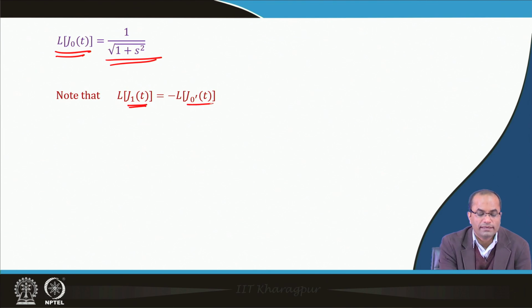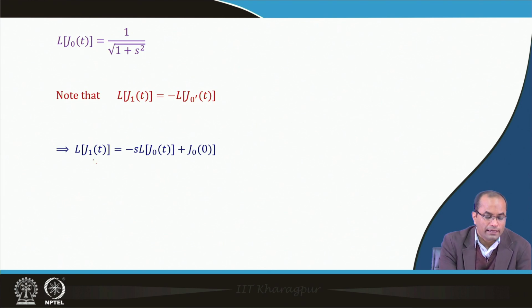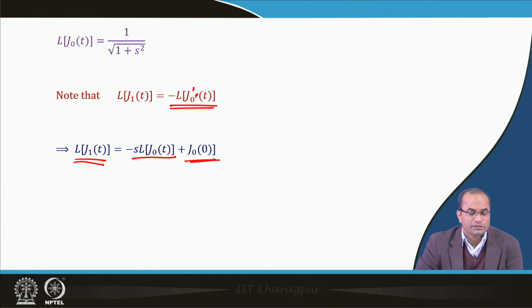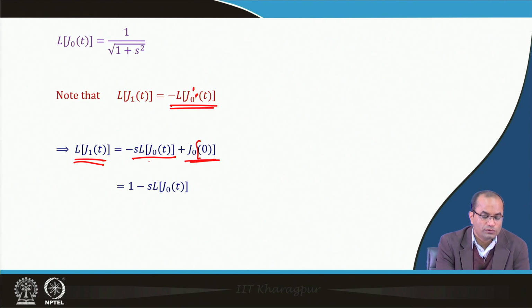And we know that J1 is equal to minus the derivative of J naught. So we take the Laplace transform on both sides. So we are getting the Laplace of the derivative of J naught(t), and then we have the Laplace of J1(t) is equal to, we use the derivative theorem here. So it is a derivative, and minus s times Laplace of J0(t) plus J0(0). And then this Laplace of J0 will be 1 minus s, and the Laplace of J0(t) is going to be 1 over the square root of 1 plus s squared. So that we will put in, because J0(0) is going to be 1.